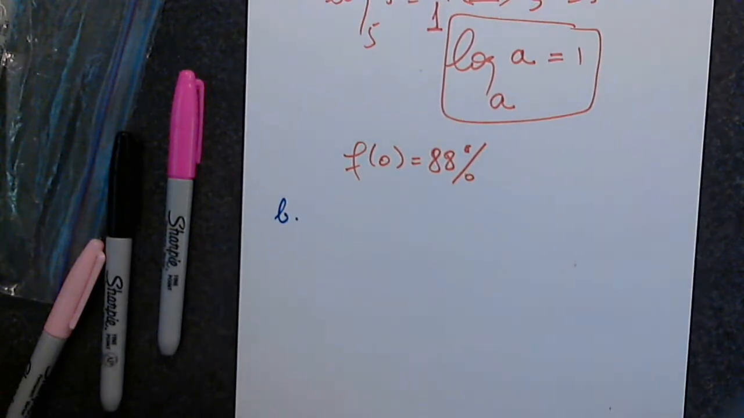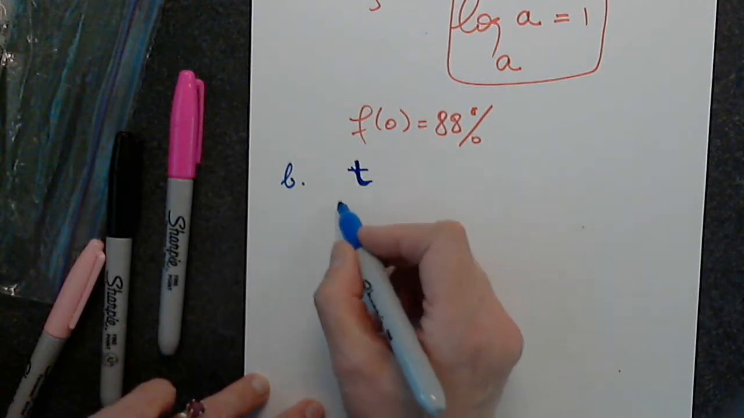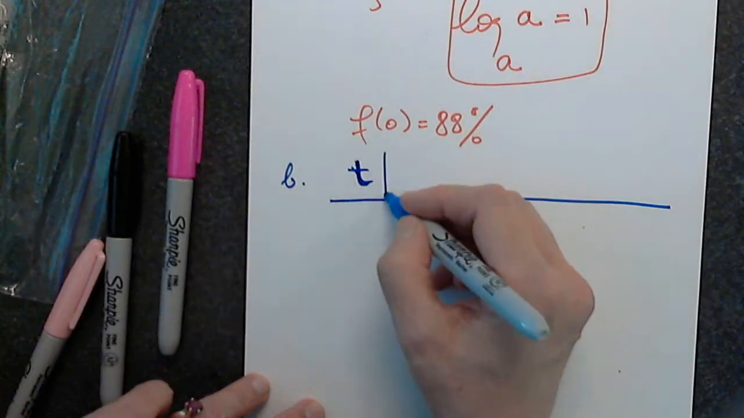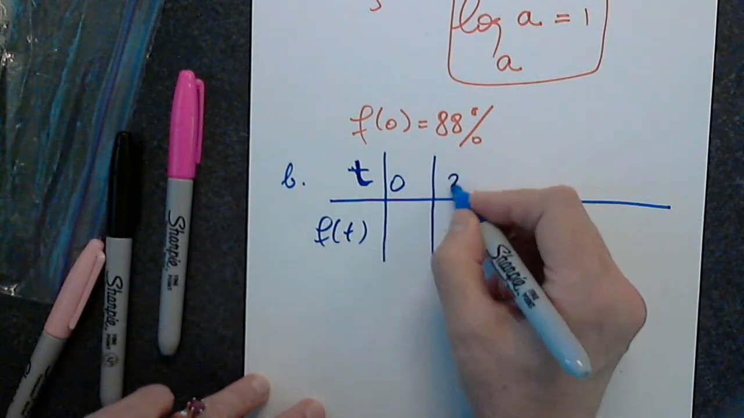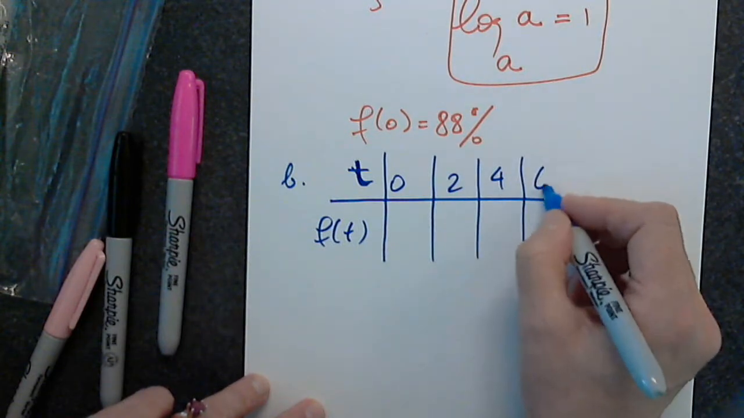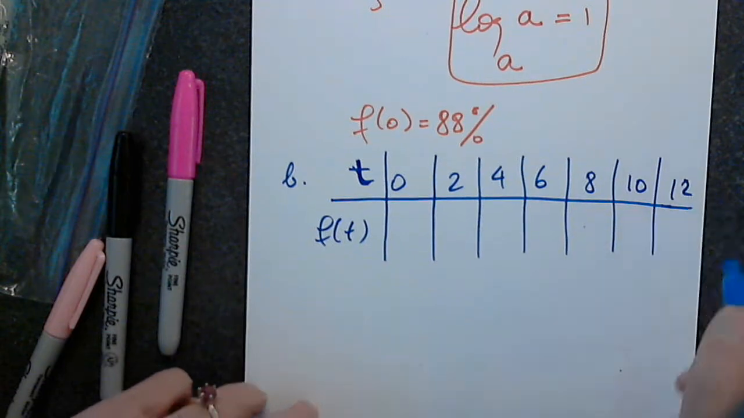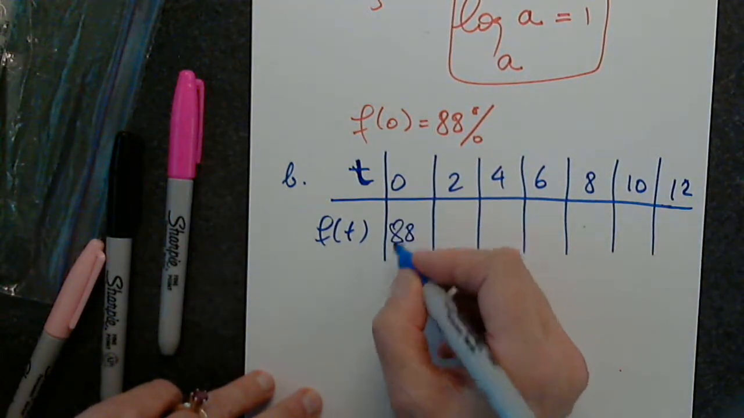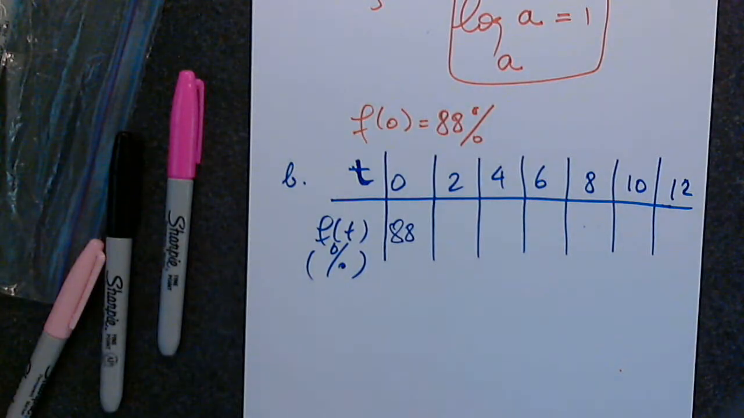My fault. Sorry. Okay, part B. What was the average score after 2 months, 4 months, 6 months, 8 months, 10 months, 12 months? Okay. So we're going to create a table. I always tend to write X instead of T, but this is T. Okay, and f of T. 0, 2, 4, 6, 8, 10, and 12. We already have the first answer. So f of T in percent, 88 is the first answer.